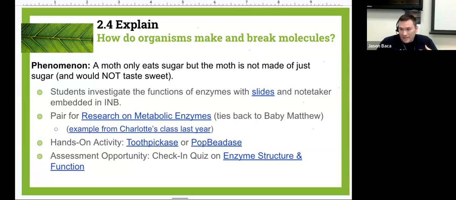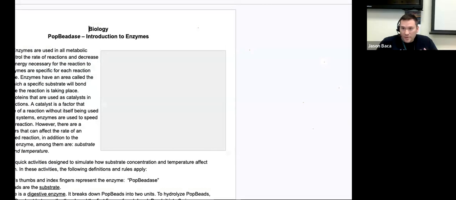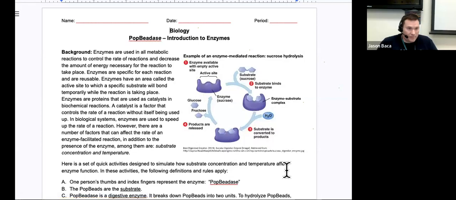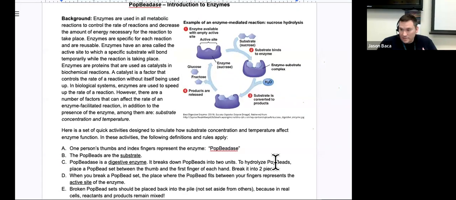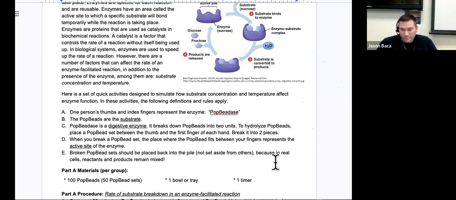So there's a couple of hands-on activities in this one. One of them is pop bead ace or toothpick ace. It kind of depends on how you want to do it. I do the pop beads. They are fairly economical. If you'll click on those real quick, Charlotte. They're not bad. I think young people use them to make necklaces. They're these little beads that pop together and you can make fancy little bracelets and necklaces. And I think you can buy them for like $20 for hundreds of them.